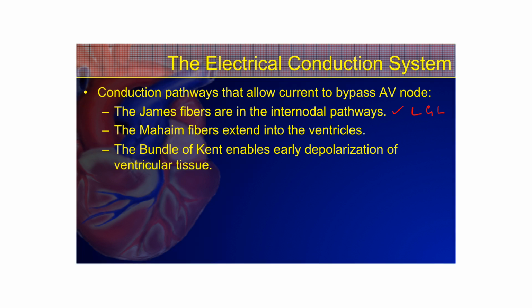Wolff-Parkinson-White syndrome, where you have the bundle of Kent. The bundle of Kent is typically located between the left atrium and the left ventricle, although it sometimes can be found between the right atrium and the right ventricle. It enables the depolarization wave to bypass the AV node and trigger early depolarization of a section of the ventricular tissue. This can cause pretty lethal reentry tachycardias. These simultaneous depolarization events create a change in the ECG tracing called the delta wave.